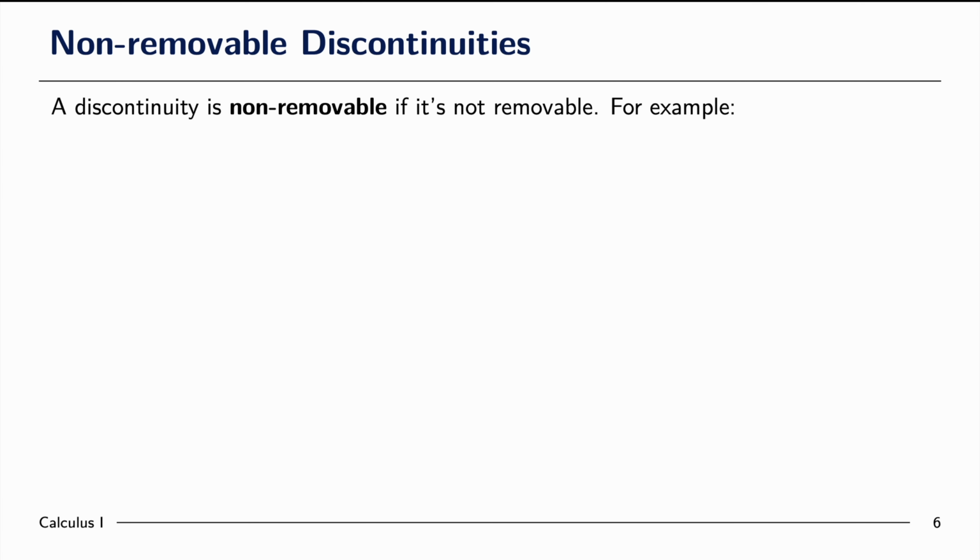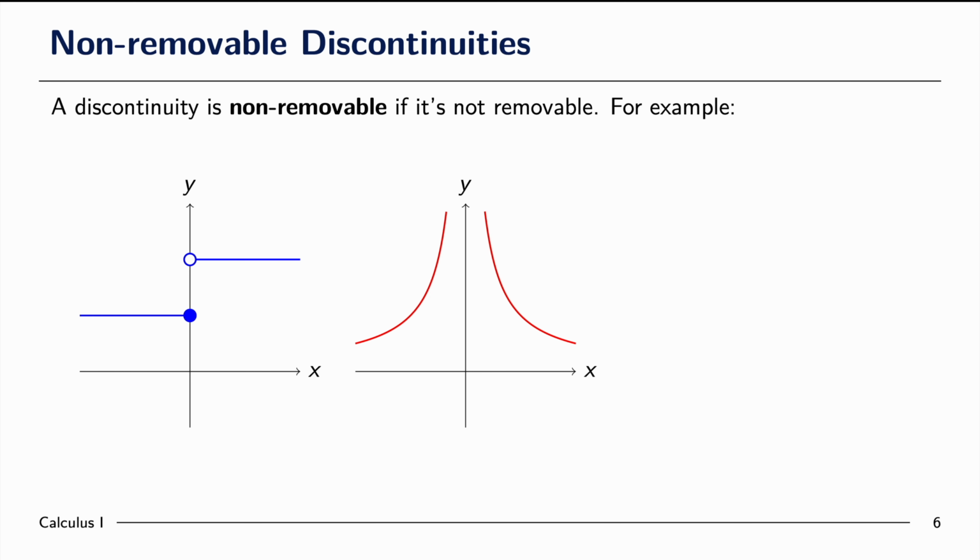Now I'll provide somewhat of an unsatisfying definition of a non-removable discontinuity. A discontinuity is non-removable if it's not removable. For example, if there's a jump discontinuity like this, where there is a hole in the function at x equals 0, but the limit does not exist, then we say that this discontinuity is non-removable. This is another example of a non-removable discontinuity. Here, as x approaches 0, the function tends towards positive infinity, so the limit does not exist. We also say that this discontinuity is non-removable.